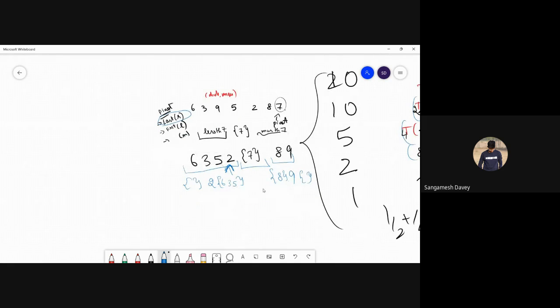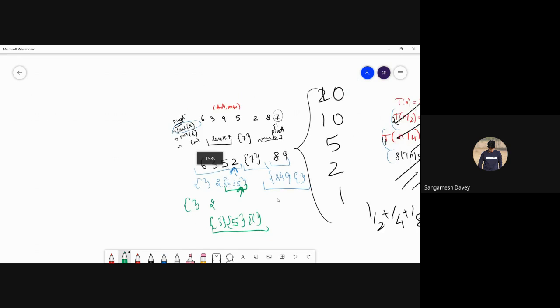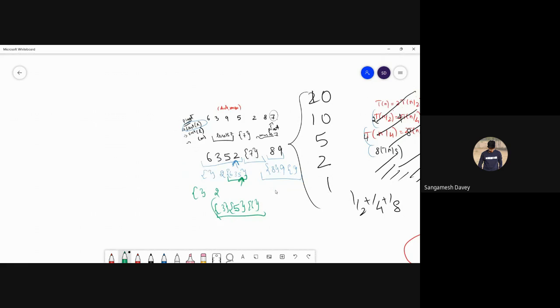Now I can't break these further, so I will let them be. But then I can work on this, right? I can surely work on this. So again, 5 is my pivot element. So this will remain as it is. 5 will be there. 6 will be here. Who is lesser than 5? 3 will be here. Once you're done with this, you'll automatically notice that the entire array is sorted. Check it out. You have 2, 3, 5, 6, 8, 9. I mean, 7 is also there, right? 7 was in the middle.